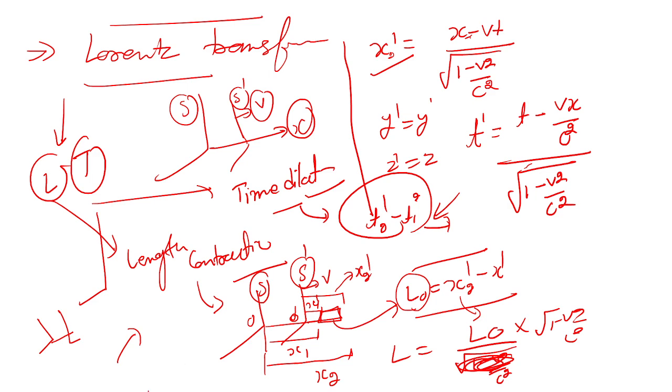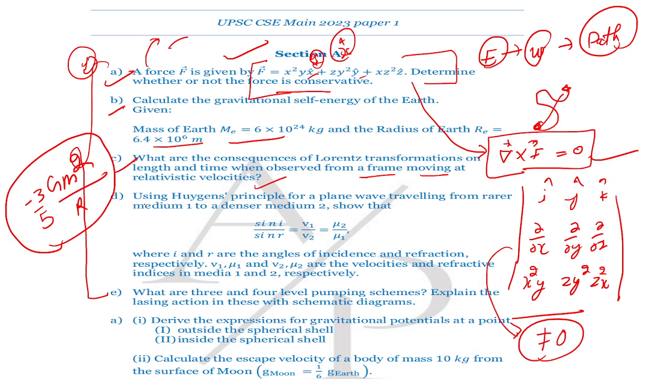So now move on. What is the next question? We have done this one. This is the Huygens principle for a plane wave traveling from a rarer to a denser medium. Show that, where i and r are the angle of incidence and angle of refraction, and mu1 and mu2 are the refractive indices. So this is the question, and it is asking us to prove this phenomenon through the Huygens principle. You can easily draw the diagram here.